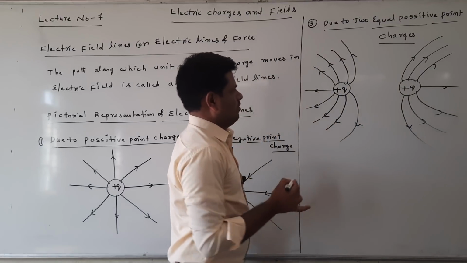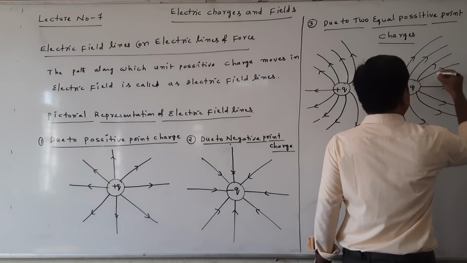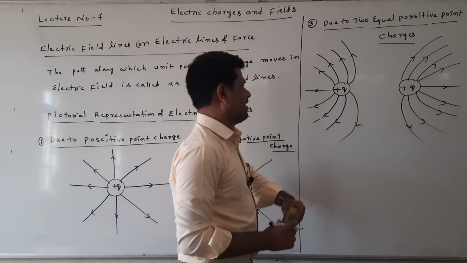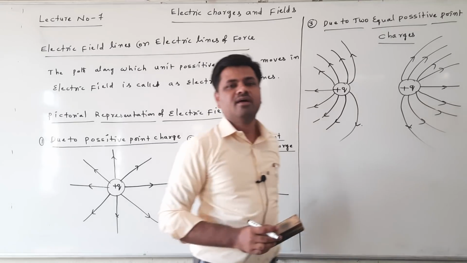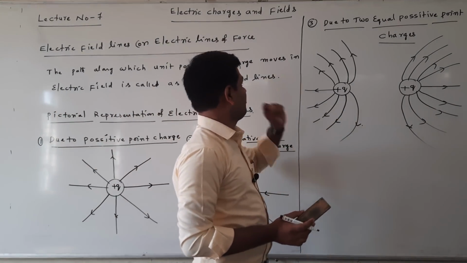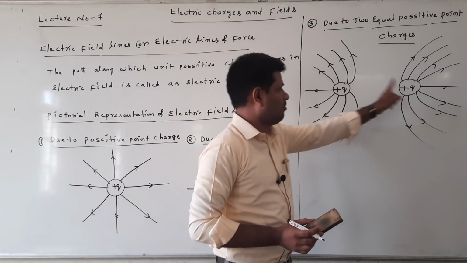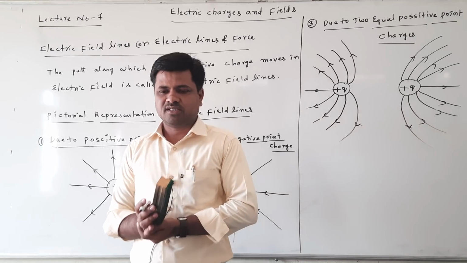Right. Now here also bending is there, but here we are getting the straight line. Why a straight line? Here the repulsive power is less. This is due to two equal positive point charges. These are the electric lines of force due to two equal positive point charges.